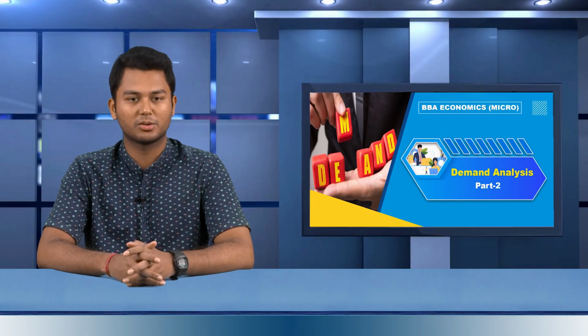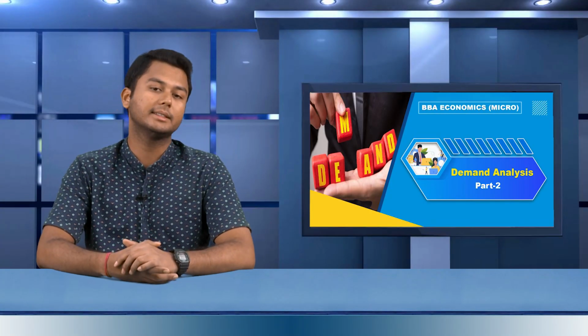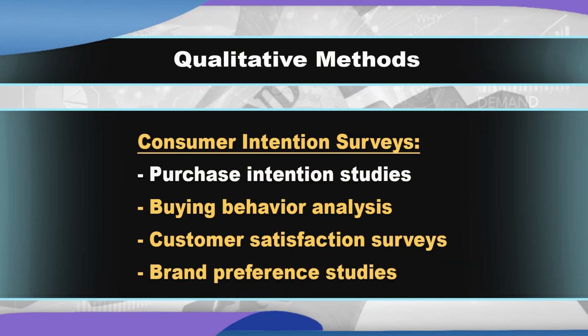Market research is also a part which includes consumer surveys, focused group discussions, and test marketing can also be done to get direct consumer feedback. Consumer intention surveys display the purchase intention of the consumers, buying behavior can be analyzed, customer satisfaction surveys are floated, and brand preferences are studied.